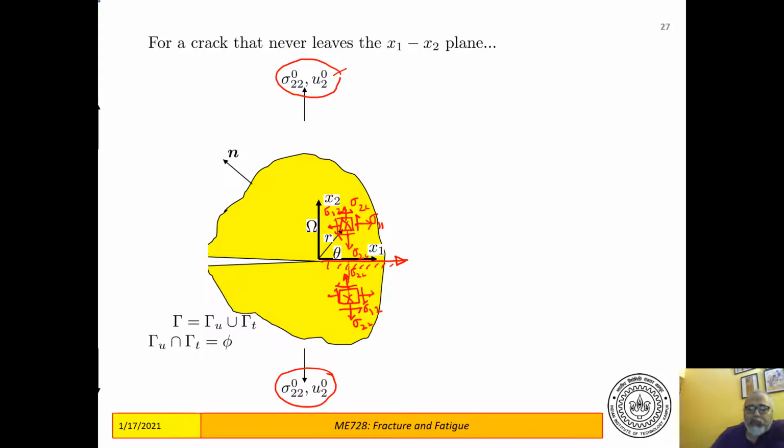Okay, so this is known as the opening mode or mode 1. Mode 1 is also called an opening mode. So if we only apply an opening mode, where we are only trying to open the crack, then we have to apply u20 or sigma 220, and that is what is known as an opening mode.